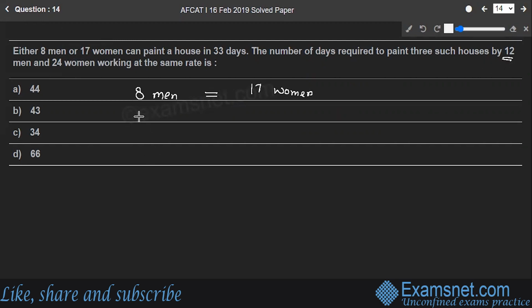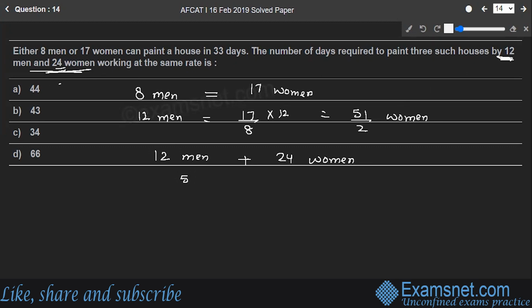Here we have 12 men, right? So 12 men will be equivalent to how many women? This is equal to 17 by 8 multiplied by 12. That means 51 by 2 women. And we already have 24 women, right? So that means here in the second case, 12 men plus 24 women is equal to 51 by 2 plus 24. That is equal to 99 by 2 women.